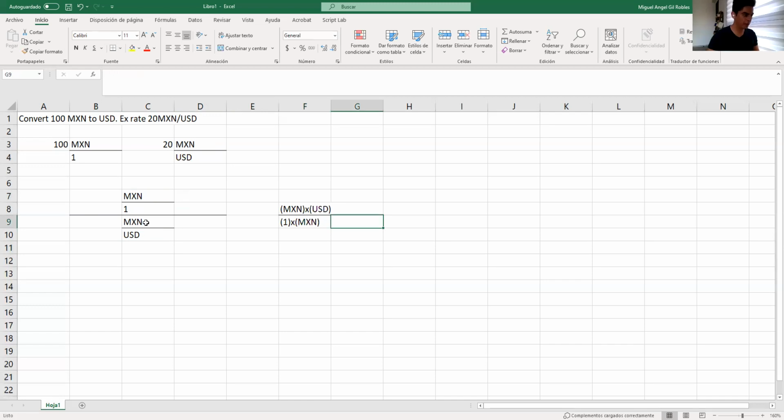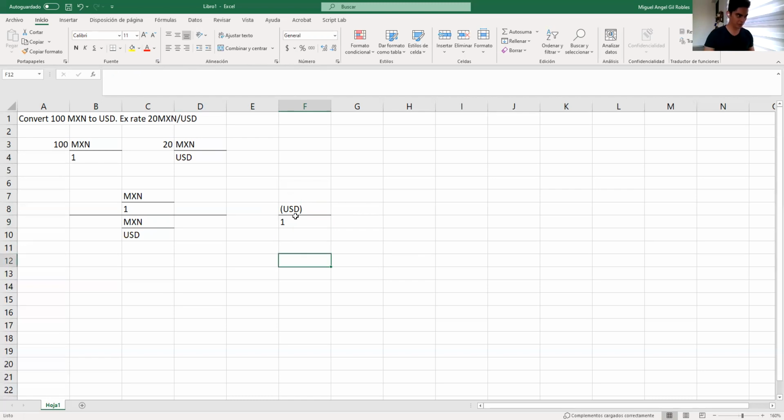So now that you have it like here, you can easily eliminate. I can delete it like this, right? Cancel the pesos. I cancel the pesos here because they are dividing, and then I only have this. So I only have dollars.